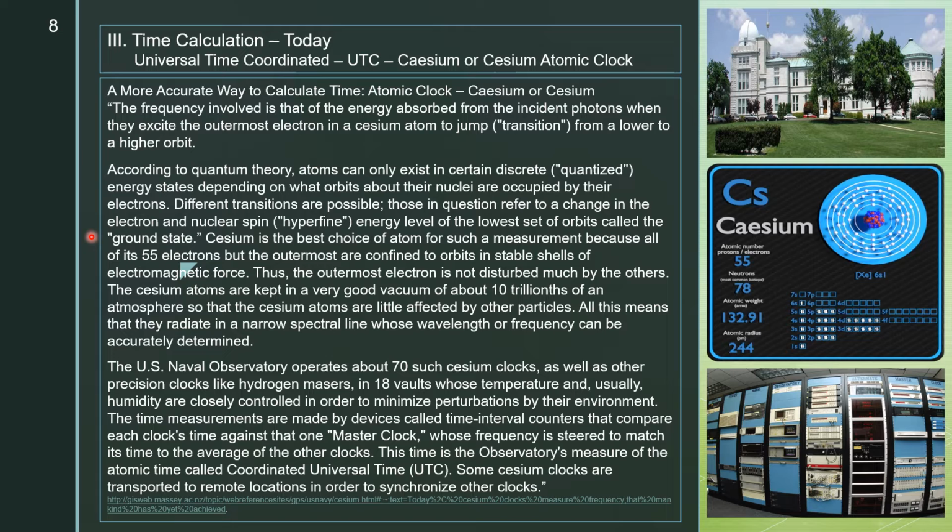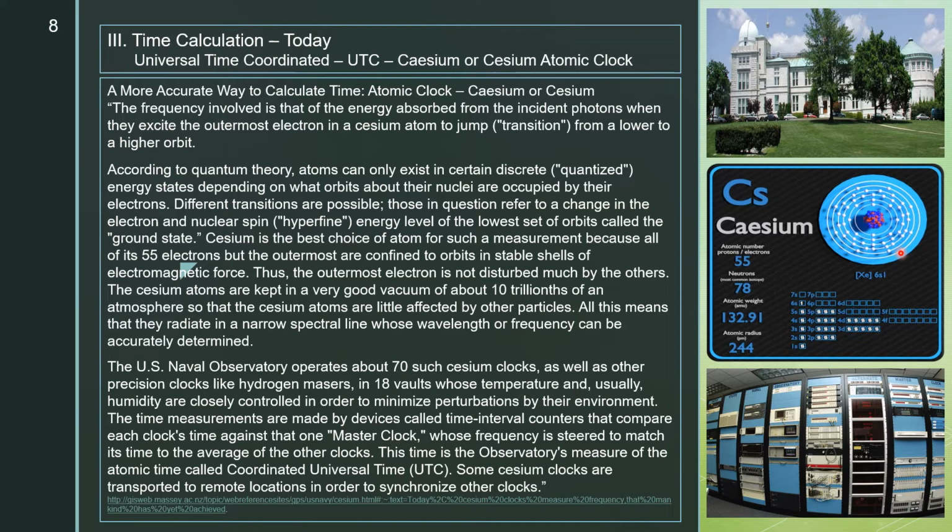Cesium is the best choice of atom for such a measurement because all of its 55 electrons but the outermost are confined to orbits in stable shells of electromagnetic force. Thus, the outermost electron is not disturbed much by the others, which would be the one here that we find on the 6th shell.